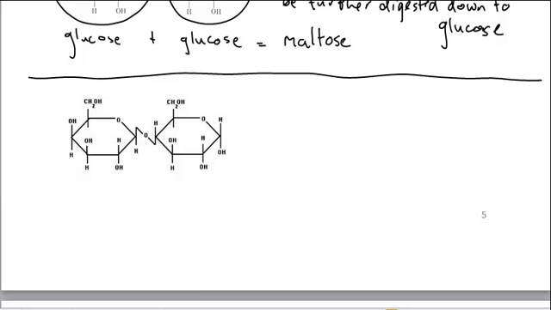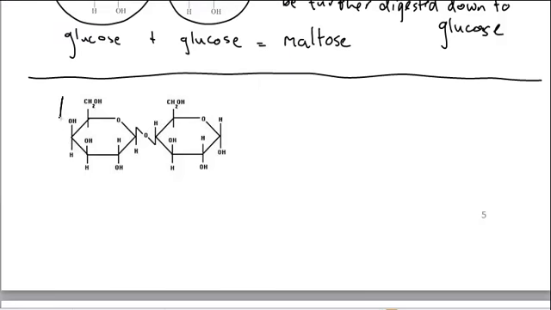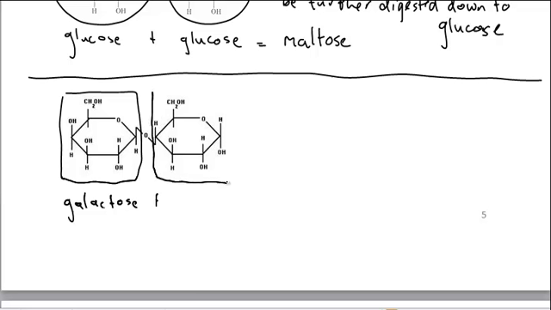And our third disaccharide we need to know about, down here, if you look carefully, okay, the OH group is up here. That would make that galactose, plus OH groups down here, that would make that glucose. When you get glucose plus galactose, that is lactose.